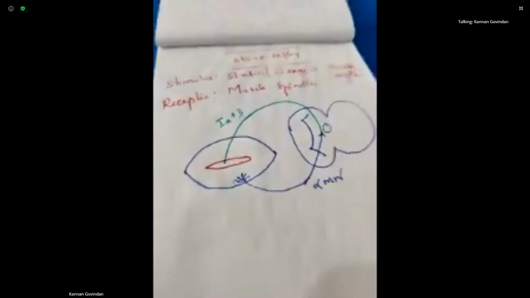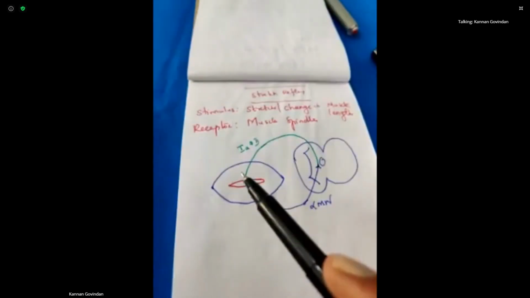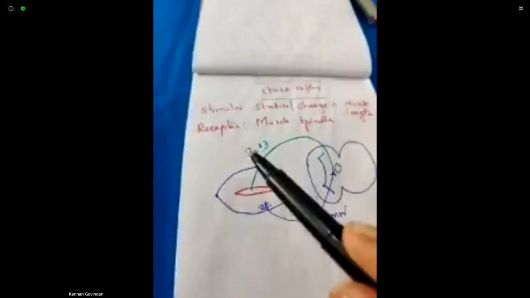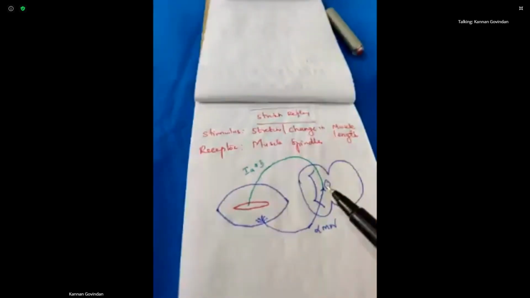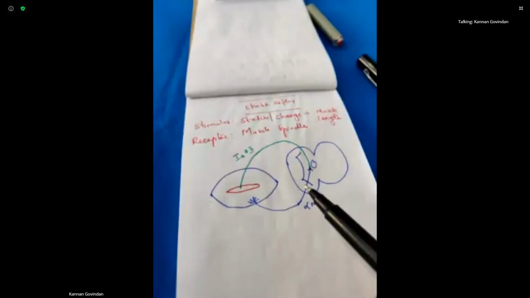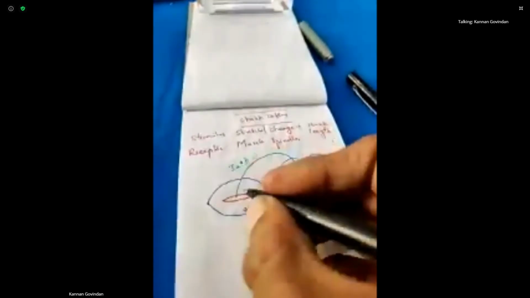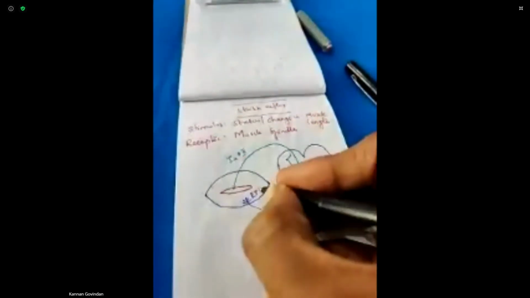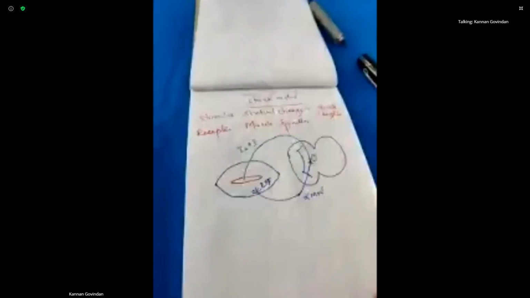I am repeating again. Whenever a muscle is stretched, there is change in muscle length. This will activate the muscle spindle. Activation of muscle spindle will increase the firing in 1A and type 2 fibers. The 1A and type 2 fibers go and end in spinal cord. It ends on alpha motor neuron. This will activate the alpha motor neuron. Alpha motor neuron is a motor neuron to extrafusal fibers. On activation, the extrafusal fibers go for contraction, otherwise the muscle contracts.